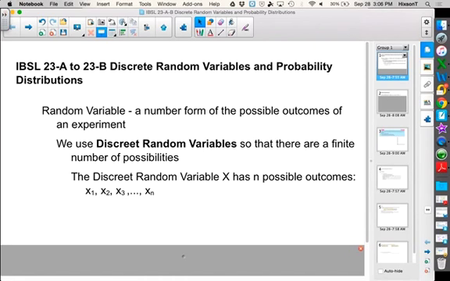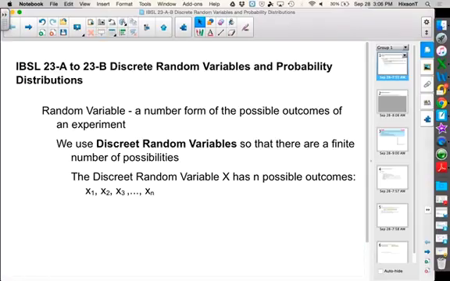Now, some notation you need to be familiar with is pay attention to the difference between the uppercase and the lowercase letters here. When we're talking about discrete random variable x, we'll use a capital X or an uppercase X, okay? Now, if there are n possible outcomes, we refer to each of those outcomes with a lowercase x. Those represent specific values, x sub 1, x sub 2, x sub 3, all the way to x sub n, however many possible outcomes there are.